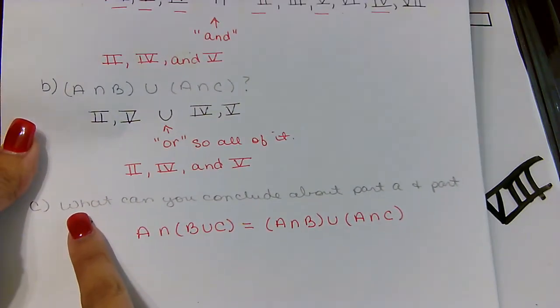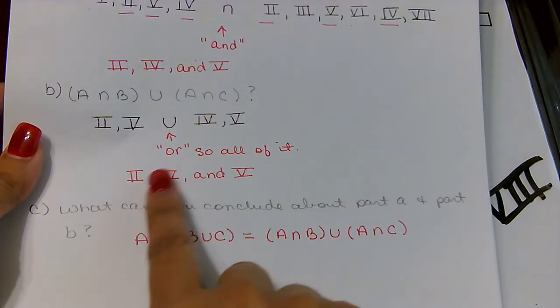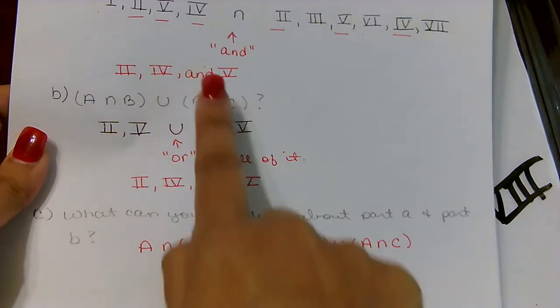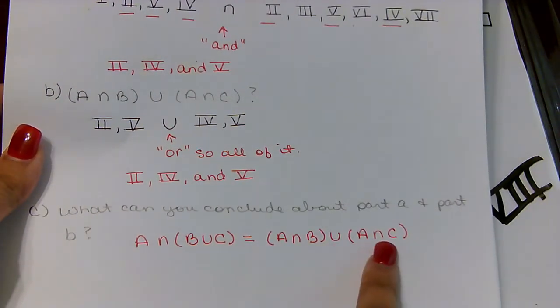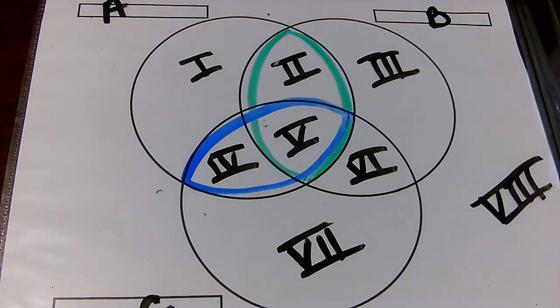Here, part C says, what can you conclude about part A and part B? Well, if the sections match, we can see that those two would have to be equal. All right, let me know if you have any questions.